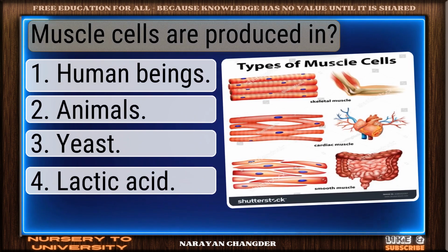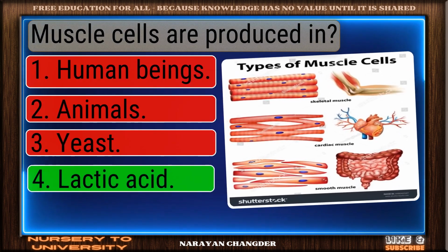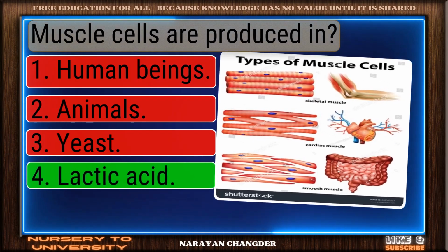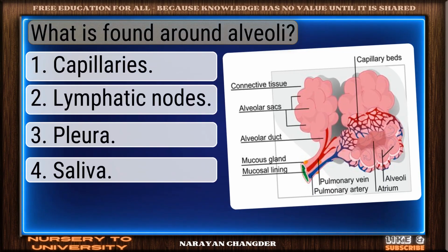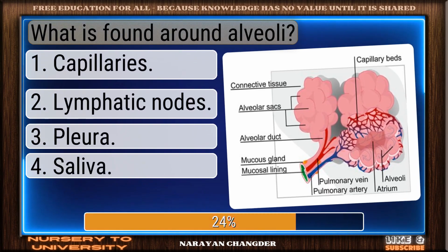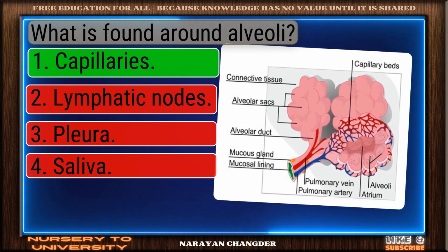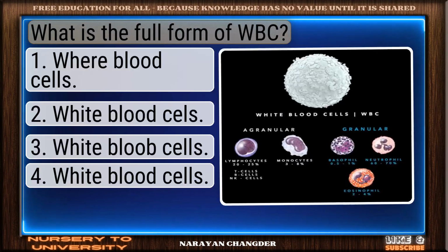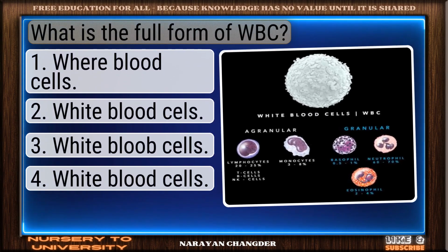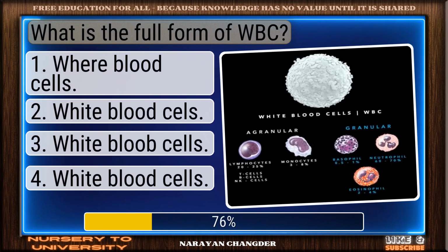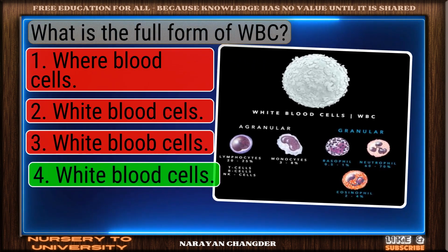Question number 223. Muscle cells are produced in. Clear logic. Your choice lactic acid is sound and 100% true. Question number 224. What is found around alveoli? Smart move. Capillaries is an accurate answer. Question number 225. What is the full form of WBC? Solid response. White blood cells is a valid choice.